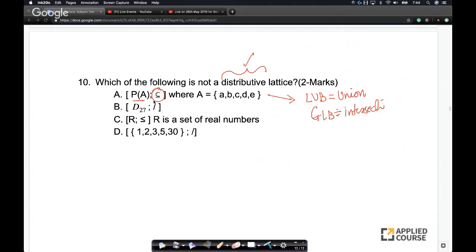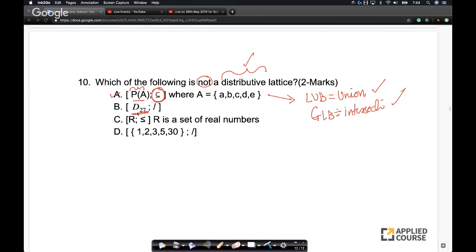Again, for the subset relation on a power set, your LUB and GLB are union and intersection. We know that set union and set intersection are distributive in nature, so this is certainly a distributive lattice. The question is, which of them is not a distributive lattice? This is obviously a distributive lattice. So let's look at option B.